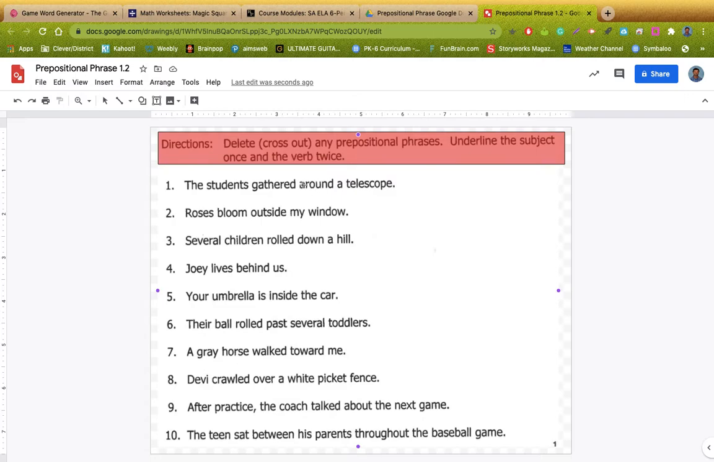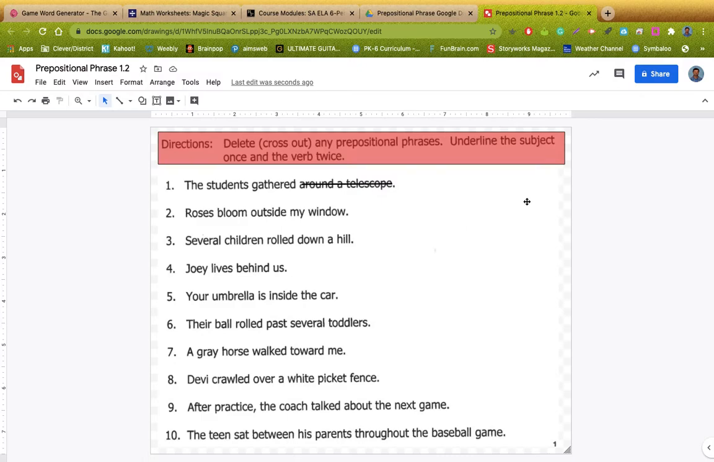So look at number one. I know the preposition is around because I can look at my preposition list and I know around is on there. And I know the phrase isn't that long: around a telescope. Well, the word a is not a noun. It's not a person, place, thing, or idea. Telescope, however, is a thing, so I know that's a noun. And prepositional phrases start with a preposition and end with a noun. So I'm going to cross that out. Now, I've crossed out the prepositional phrase.